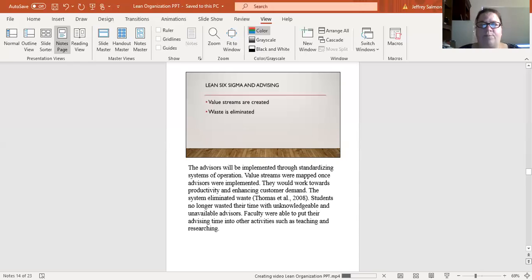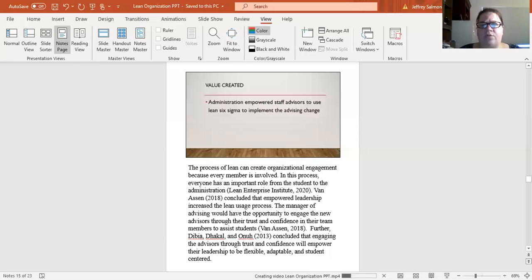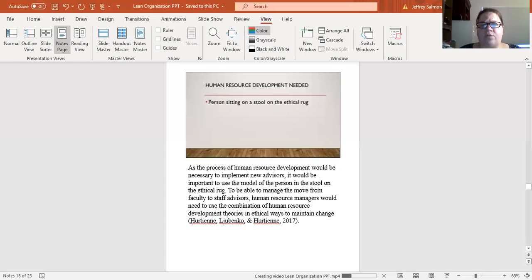The process of Lean can create organizational engagement because every member is involved. In this process, everyone has an important role, from the student to the administration, that empowered leaders. The manager of advising would engage the new advisors through their team members to assist students. Further, confidence will empower their leadership and be student-centered. As the process of human resource development for new advisors, it would be important to use the model of the person in the rock. To be able to manage the move from faculty to staff, resource managers would need to use the combination of human resource development theories to maintain change.